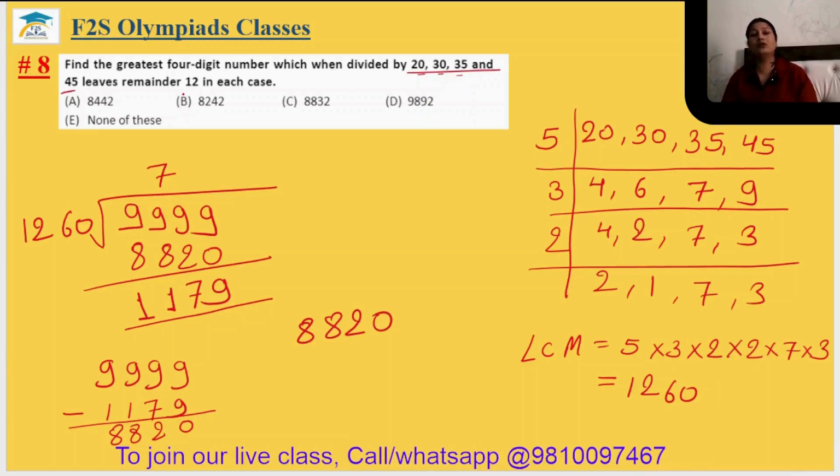But we don't want to divide it completely. We want 12 as the remainder. So to get 12 as the remainder, add 12 here so that you can get the remainder. 2 plus 12, 3, 8, 8. Okay? So where is it? Question number 8832. It is in option number C. 8th answer will be C.